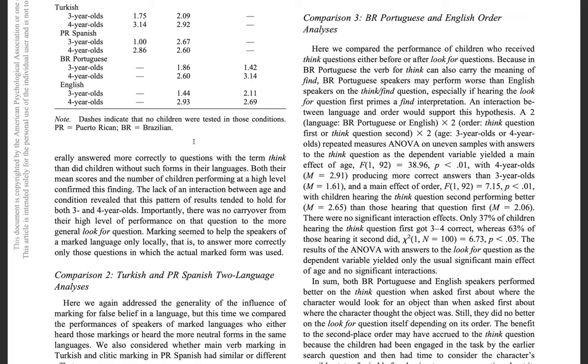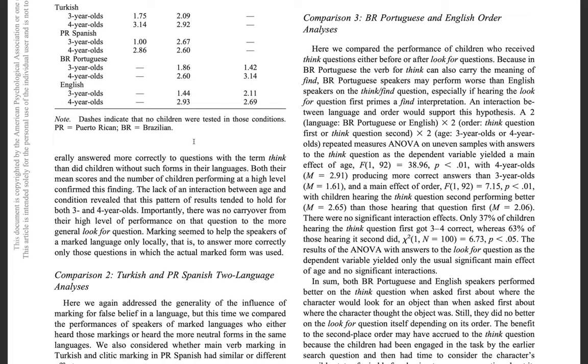Because in Brazilian Portuguese, the verb form think can also carry the meaning of find, Brazilian Portuguese speakers may perform worse than English speakers on the think find question, especially if hearing the look for question first primes a find interpretation. And so they're really saying this is a problem with their study. Let's see if it had an effect. Let's figure out what that means. An interaction between language and order would support this hypothesis.